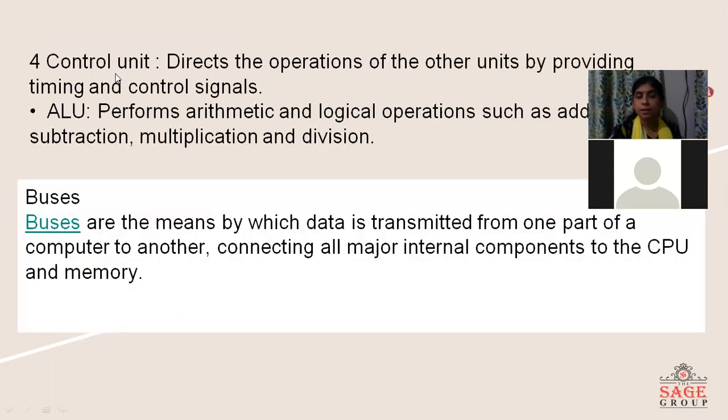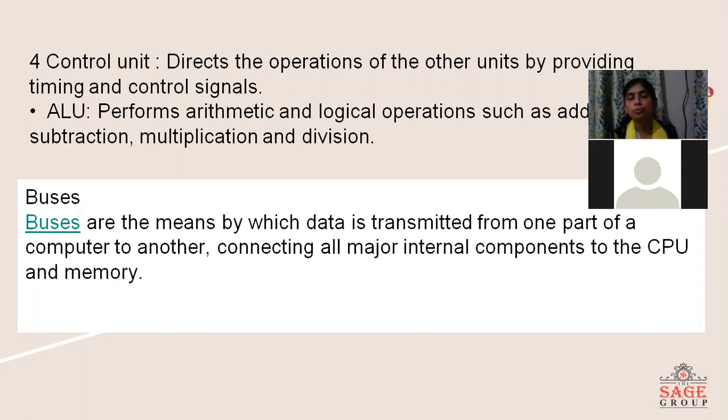The central processing unit consists of two units, the control unit and the arithmetic logic unit. The control unit is basically for giving the timing and control signals. For example, if I want to read the instruction from memory, there are memory read and memory write, so these are the different control signals used. Then the arithmetic logic unit handles arithmetic operations like addition, subtraction, multiplication, division, and logical operations like AND and OR. This is the basic purpose of the arithmetic logic unit.